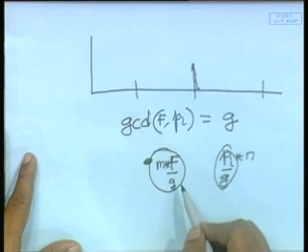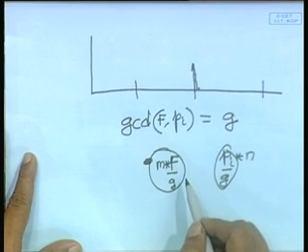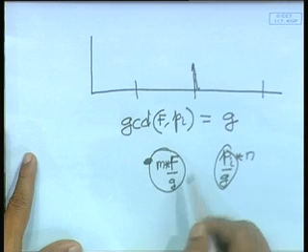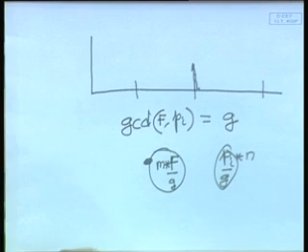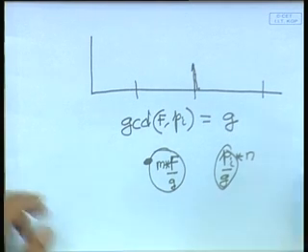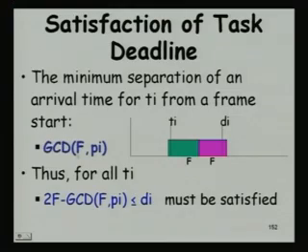Please look at the proof in the book, it is a very simple argument, or maybe if you are not convinced, I will just get it onto the slide and we will discuss. So, for every task, the minimum duration from the frame to the task's arrival is GCD(f, Pi), and therefore, for all Ti we must have 2f minus GCD(f, Pi) less than or equal to Di satisfied.